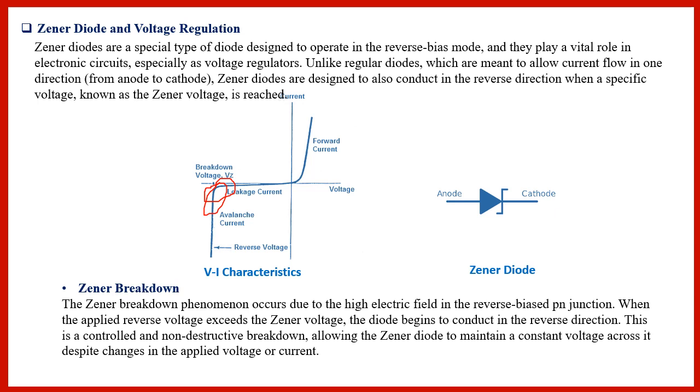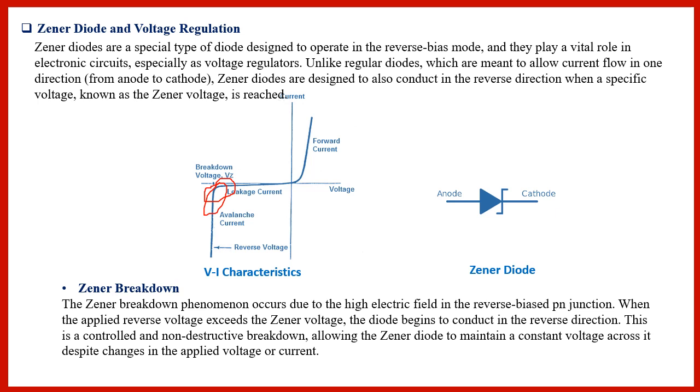So when you keep on increasing the voltage in the reverse direction, the current will also rise, and there will be a sharp rise in the current, which corresponds to the Zener current. A Zener diode is like an ordinary diode, except that it is properly doped so that it has a sharp breakdown voltage.